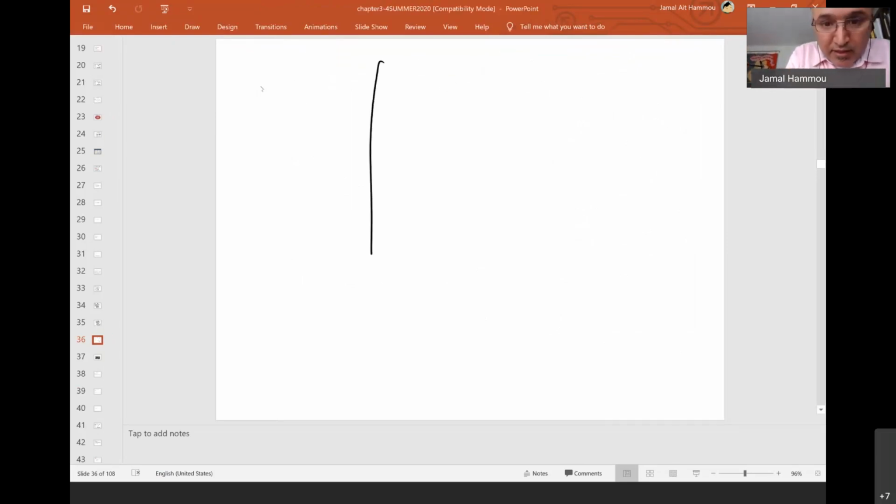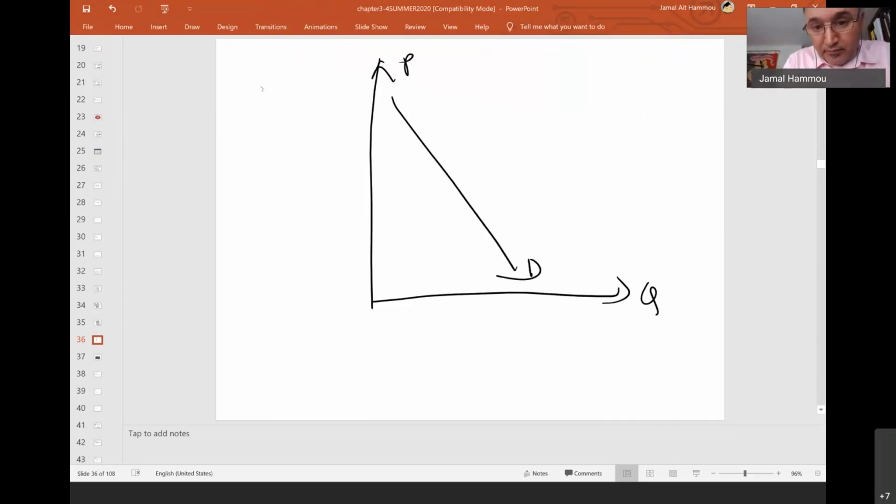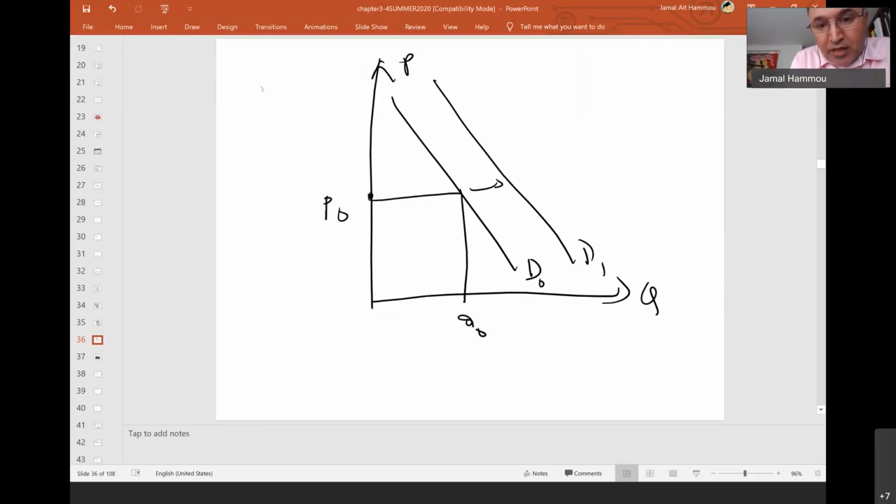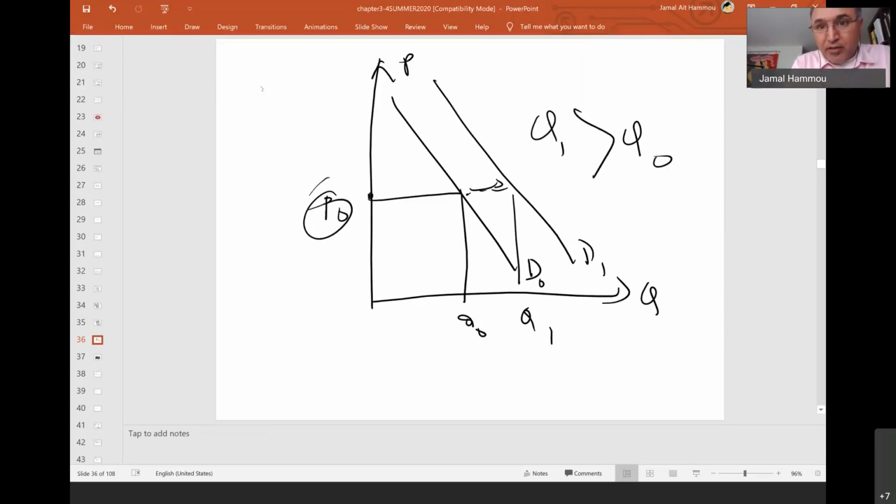So I have price and quantity. I start with the demand curve here, D0. If I shift it to the right, that's called an increase of demand. What does that mean? If I start at price P0, I have quantity Q0. With an increase of demand, people are buying more for the same price: Q1 is greater than Q0, but the price P0 is the same. So an increase of demand means people are buying more at the same price.